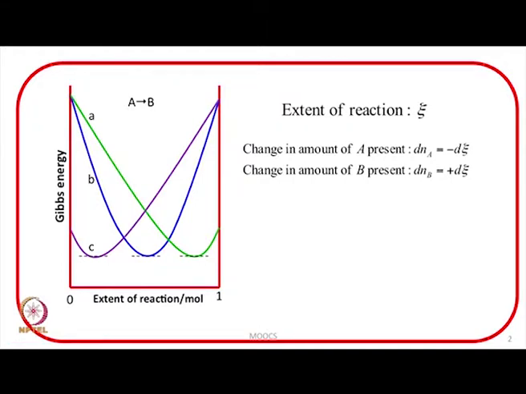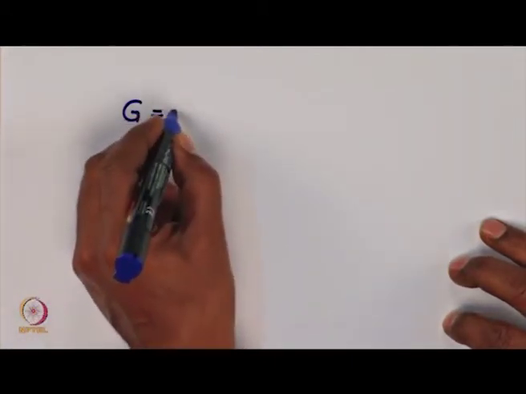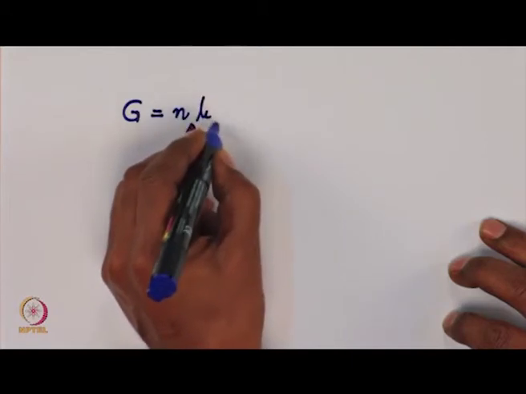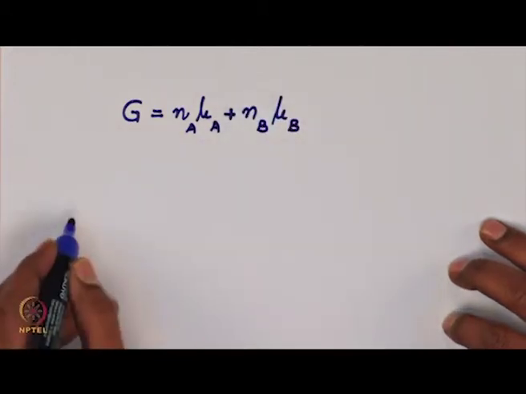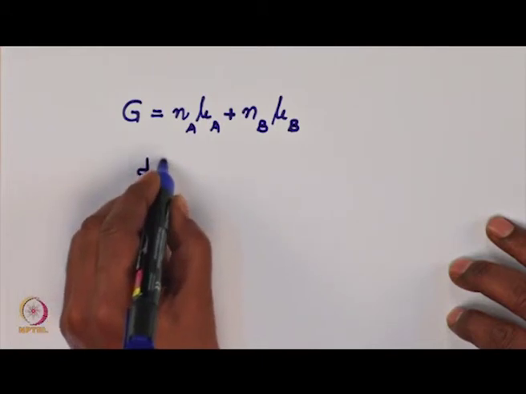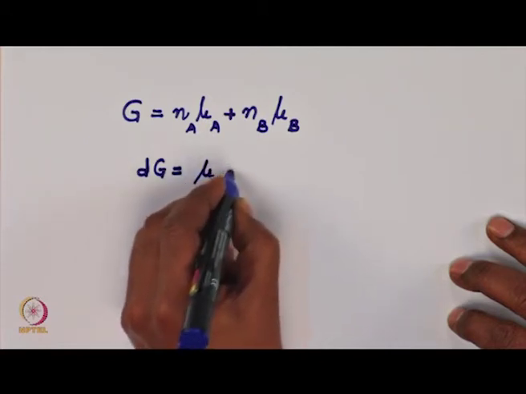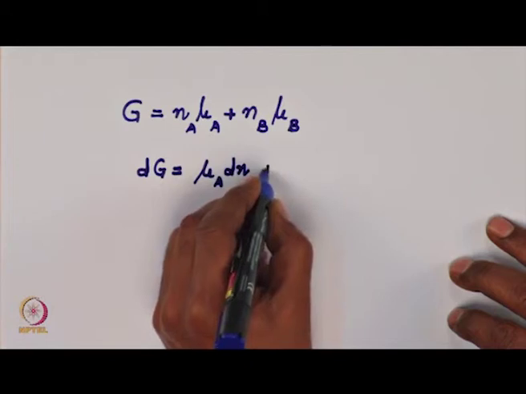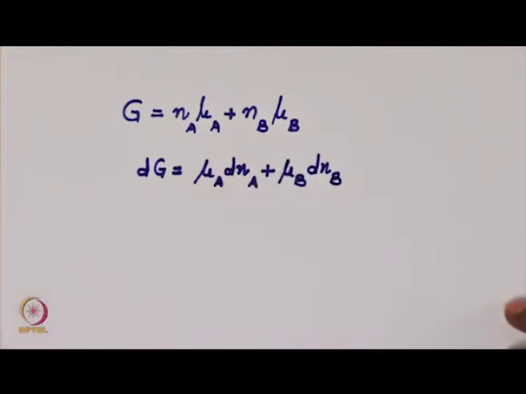Now for this reaction going from A to B, the total Gibbs energy is equal to Na times mu A plus Nb times mu B. We have discussed earlier, you remember when we were discussing the partial molar quantities, and dG also we discussed earlier that this is equal to mu A times dNA plus mu B times dNB at constant temperature and pressure.